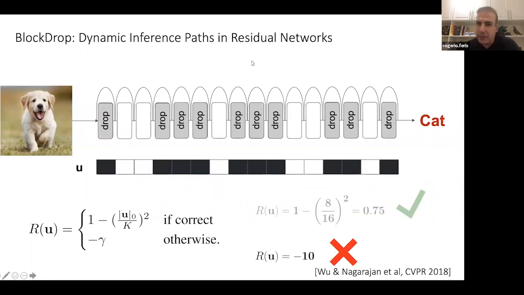Now, let's say that we make an incorrect prediction. Let's say that we produce, as prediction, a cat for this dog image. In this case, the reward is just this negative constant value, gamma. And this gamma value basically allows us also to control the operating point of the model, in the sense that we can control the trade-off between accuracy and efficiency.